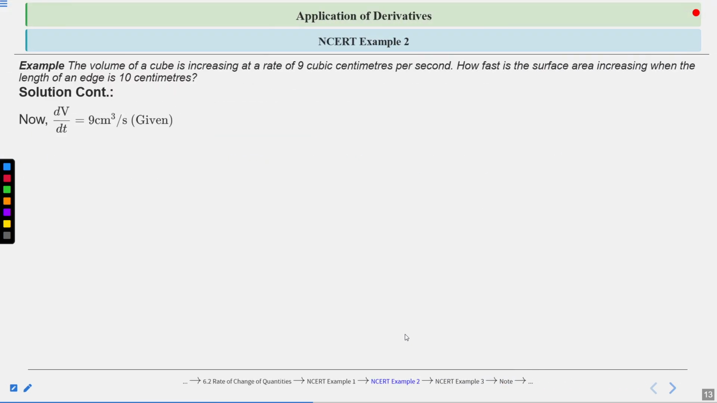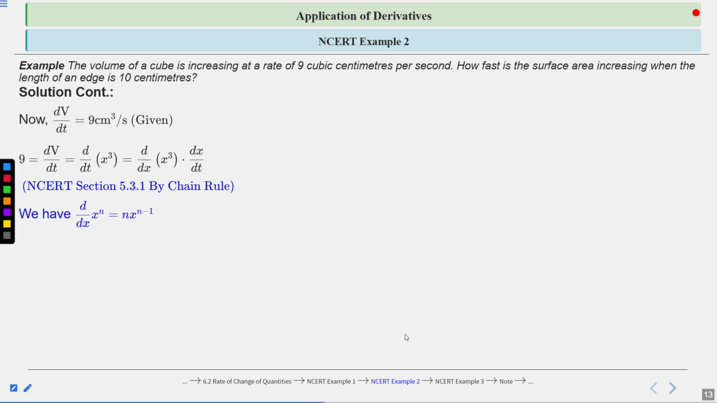Now dV by dt is equal to 9 centimeter cube per second, which is given. So 9 will be equal to dV upon dt, which is equal to d upon dt of x cube, which will be equal to d upon dx of x cube into dx by dt, by using the chain rule. You can refer to NCERT section 5.3.1 for the chain rule. Now we have d upon dx of x to the power n equal to n x to the power n minus 1. Therefore, 9 will be equal to 3x square into dx upon dt.